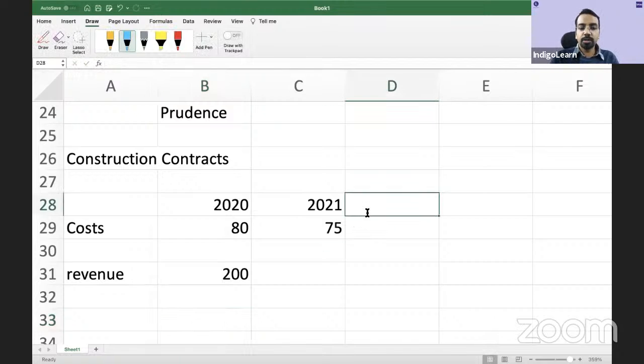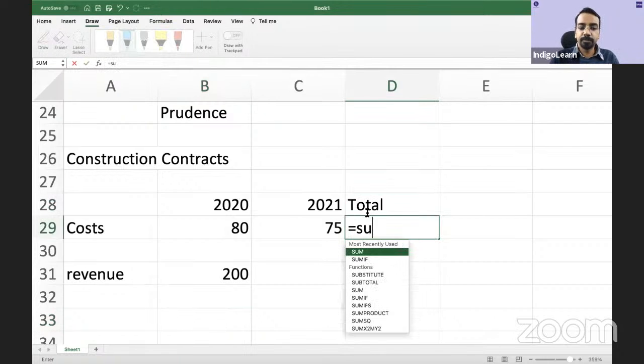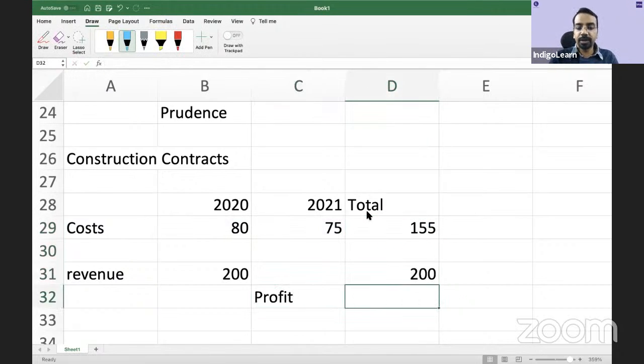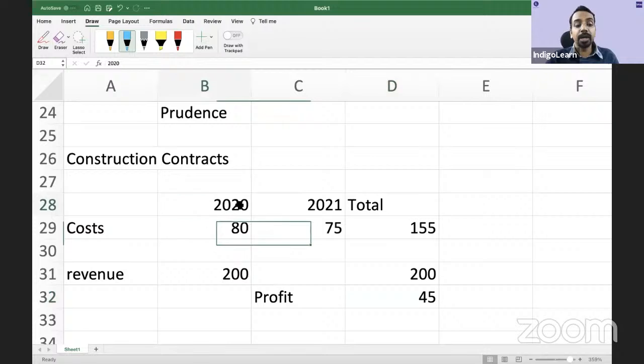You will say total cost is 80 plus 75, 155. Total revenue is 200. So profit is 200 minus 155, 45 is the profit. Correct? Now, 45 is the profit that all of us know. What is the challenge? How much should be allocated to 2020? How much should be allocated to 2021?